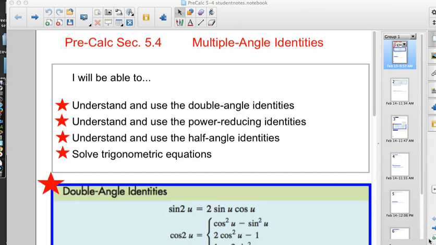Multiple angle identities. What we want to be able to do is understand and use the double angle identities. That's definitely an objective for today. Understand and use the power reducing identities a little bit. You know, we're not going to really get through everything we need for that today. Understand and use the half angle identities. We'll maybe touch on it today. And then solve trigonometric equations. Not at all today. We won't get there yet.